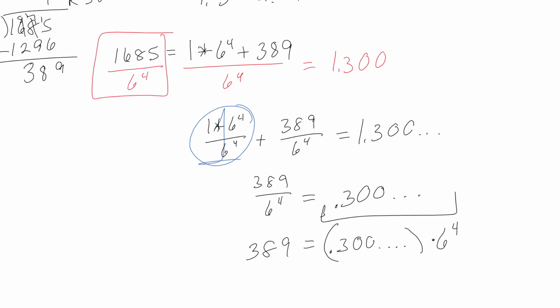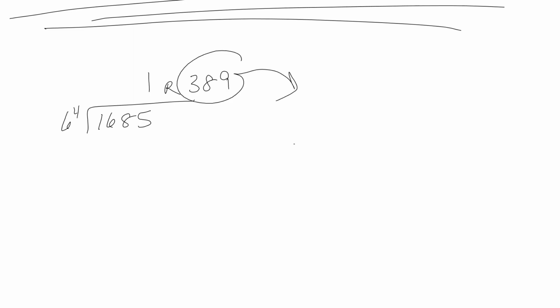All right, with all that behind us, now that we kind of know what to do, let's do this a little bit faster. So I've got 1685 divided by 1296, and I know that that's 1 remainder 389. In fact, I won't even write 1296. I'll write 6 to the 4th, because I don't really care what 6 to the 4th is. Then I'm going to take the 389. So the first digit is a 1.